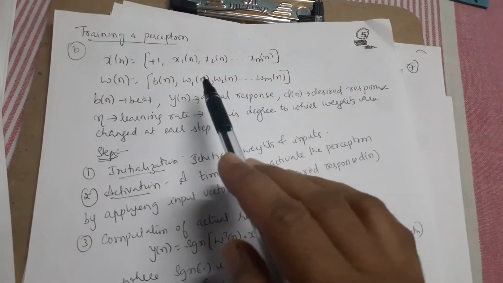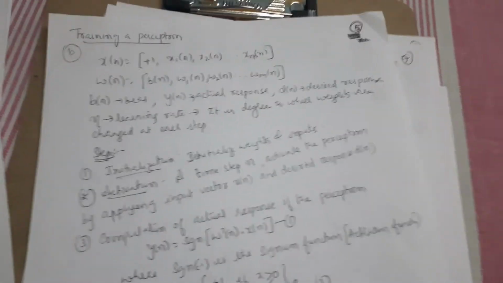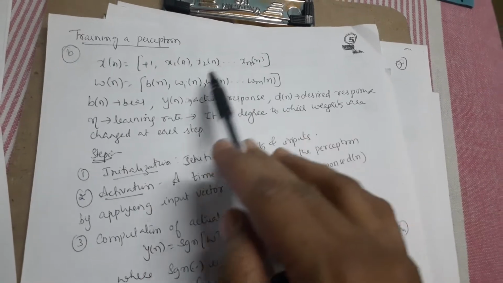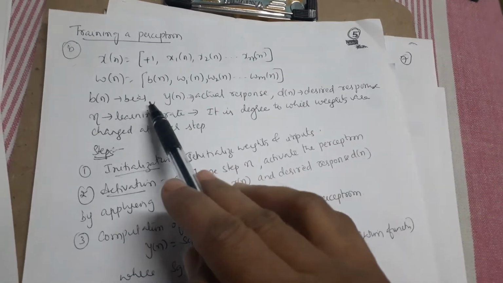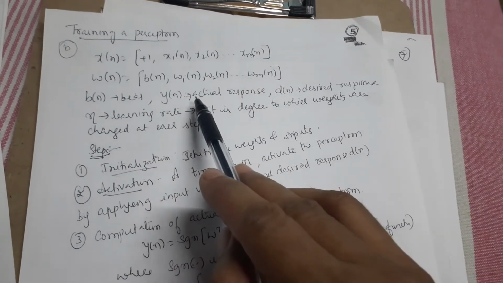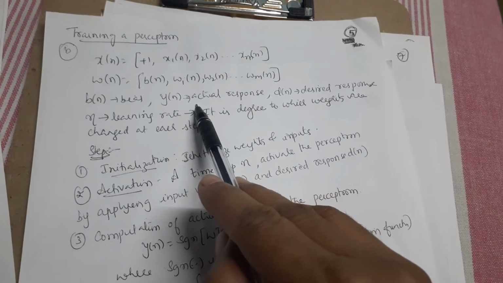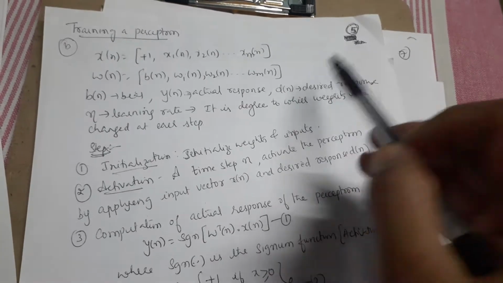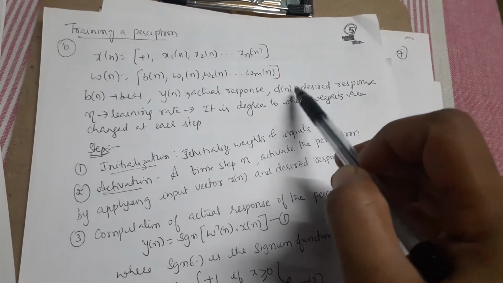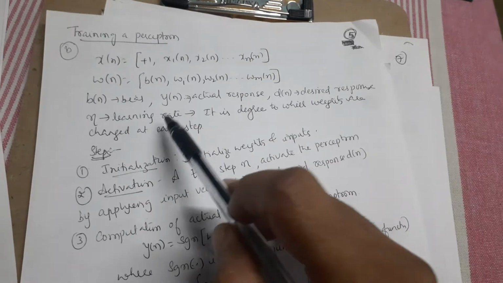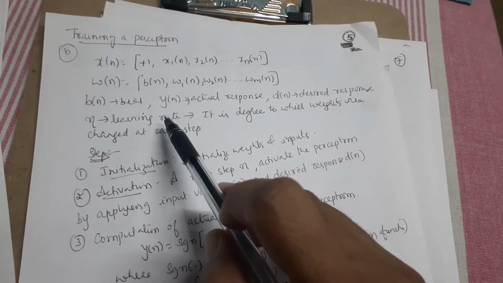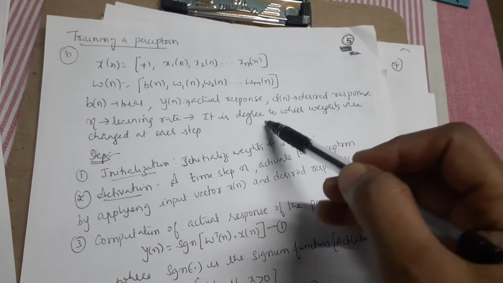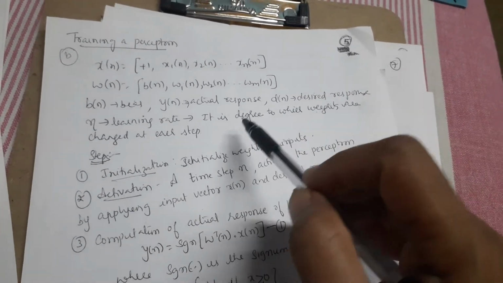So this is the input. Okay, this is a bias. These are all the inputs. These are all the weights. b of n is nothing but the bias. y of n is the actual response, the actual output that you got. d of n is the desired response, what you are expecting. And eta is the learning rate, that is the degree to which the weights have to be changed at each step.